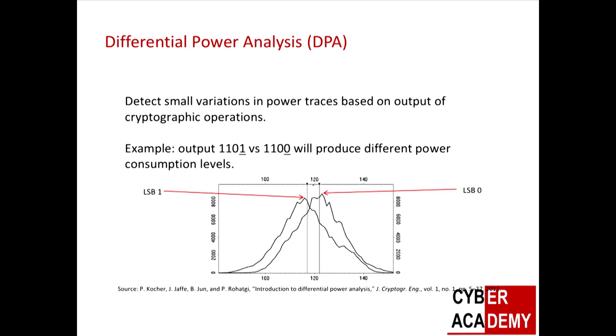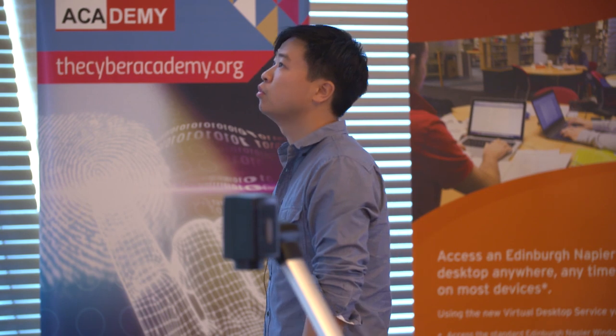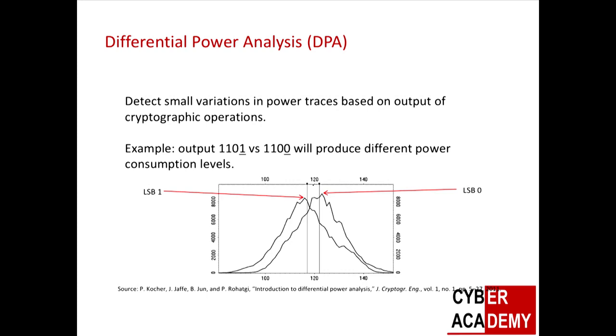One of the primary examples of this was presented in a paper titled Introduction to Differential Power Analysis, where they noted that by monitoring the least significant bit of a cryptographic output, depending on whether the LSB, the least significant bit, was a 1 or a 0, the power consumption would, over a large enough sample of data, be slightly different. So in this example, what we're seeing is that when a cryptographic output produces a least significant bit of 0, given a large enough sample size, it consumes a bit more power in comparison with when the least significant bit is 1.